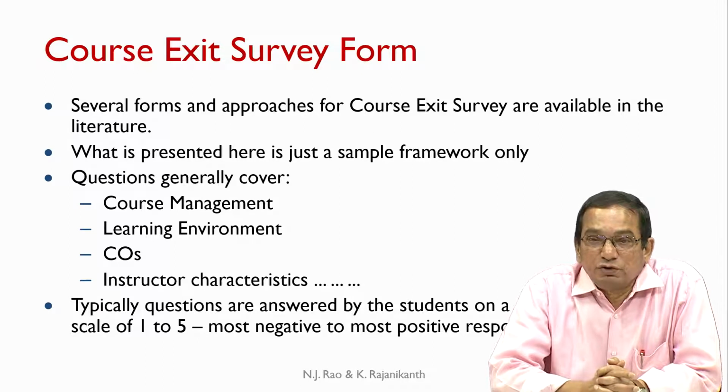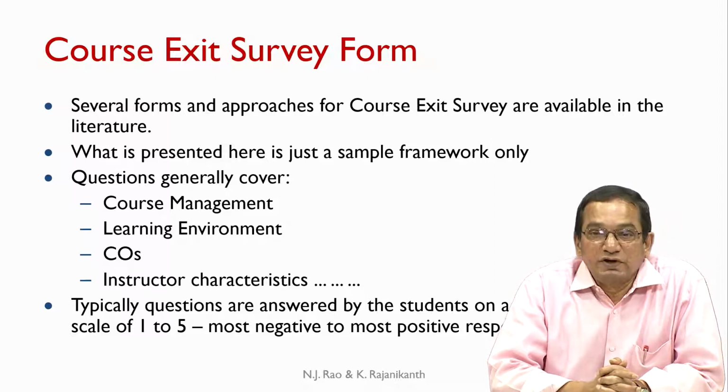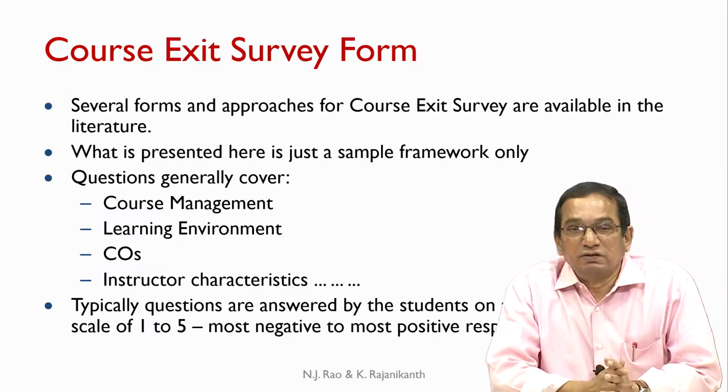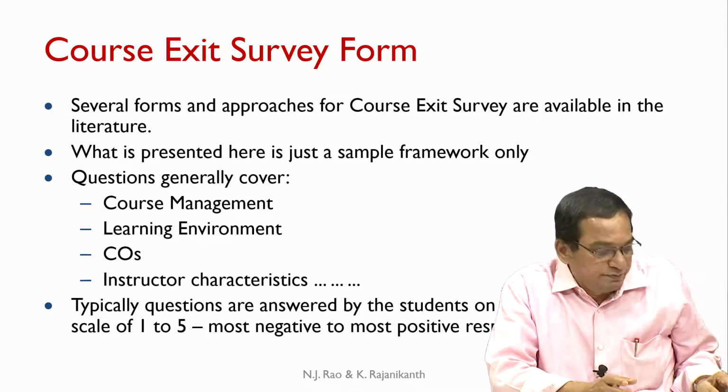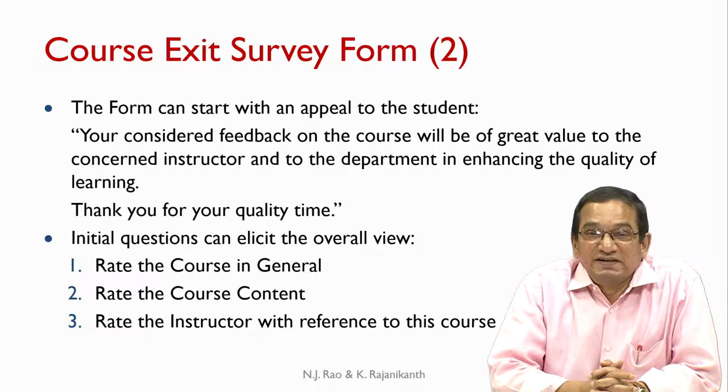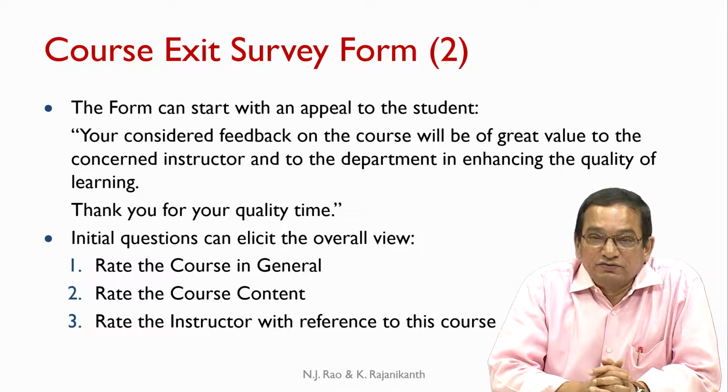So, this is much more common, though some institutes do use a scale of only 1 to 3 and some institutes do permit 0 also to be used, but 1 to 5 is most common and 0 to 5 is also common. The form can start, again the fact of getting valid data comes into picture here.